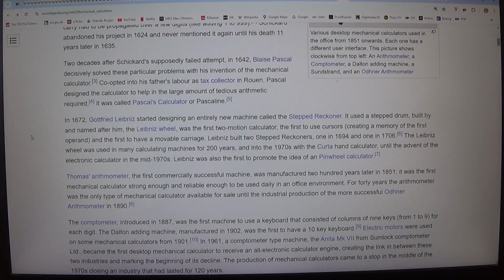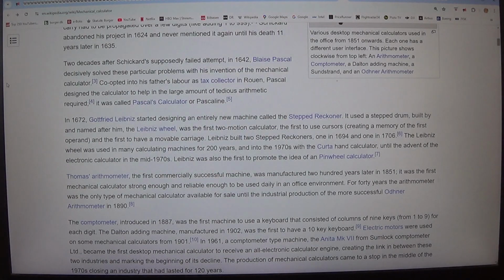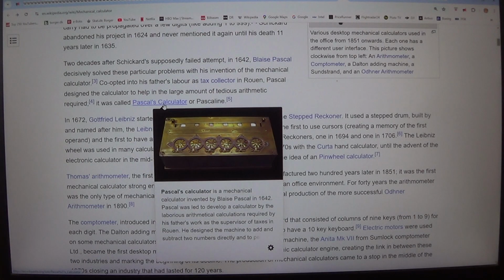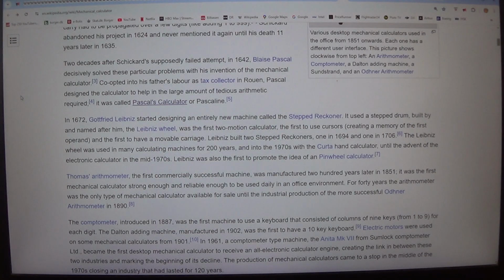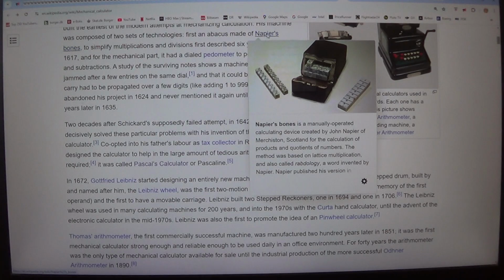Schickard abandoned his project in 1624 and never mentioned it again until his death 11 years later in 1635. 2 decades after Schickard's supposedly failed attempt, in 1642, Blaise Pascal decisively solved these particular problems with his invention of the mechanical calculator. Co-opted into his father's labor as tax collector in Rouen, Pascal designed the calculator to help in the large amount of tedious arithmetic required. It was called Pascal's calculator or Pascaline.